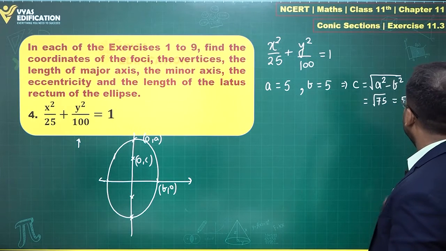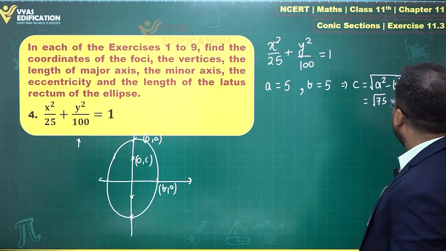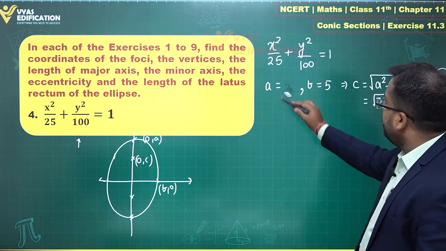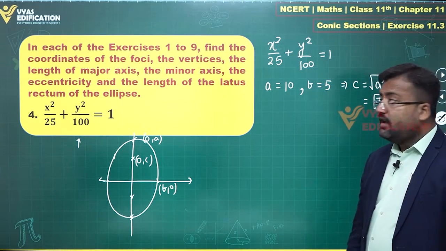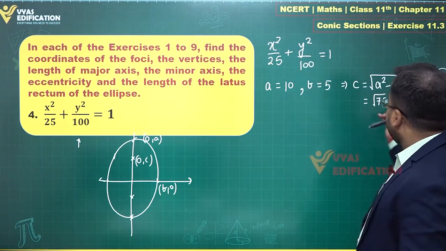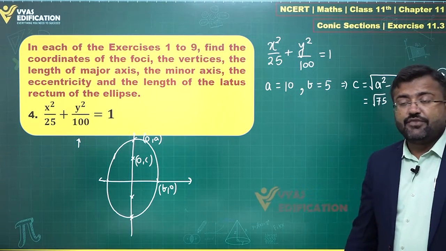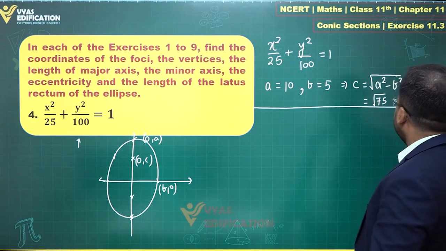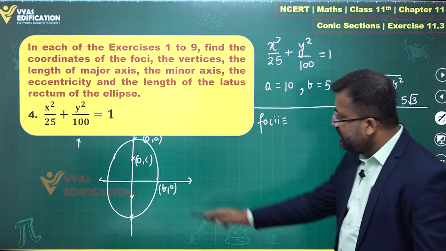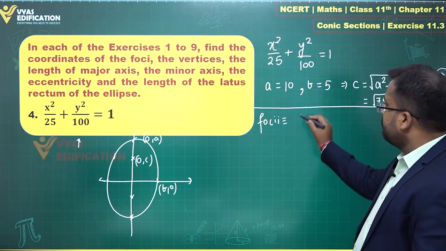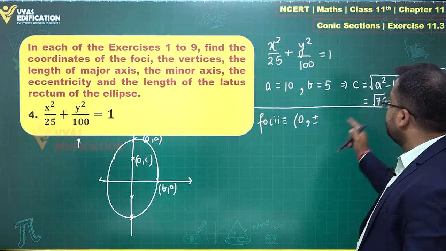Just a minute. The value of A, let's write that correctly. A is under root of 100, which is 10, not 5. This is 10, right? And A square minus B square will be 75, right? That's what you'll have. So once we identify A, B and C, now we can easily write coordinates of foci. 0 comma C, 0 comma minus C, which will be 0 comma plus or minus C.